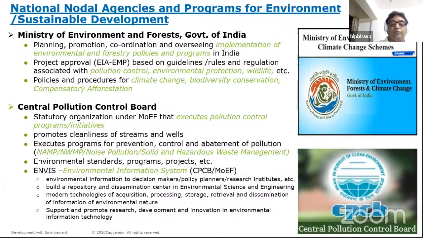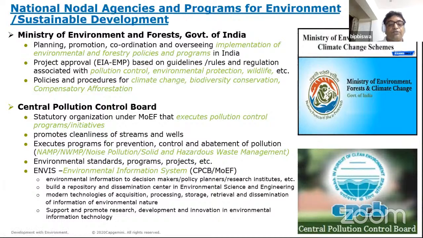Similarly, under the Central Pollution Control Board, there are State Pollution Control Boards who execute the various programs of the Central Pollution Control Board. That includes the National Air Quality Monitoring Program, NAMP, the National Water Quality Monitoring Program, the Noise Pollution Measurement Program, and the Solid and Hazardous Waste Management Program. Each of these programs measures ambient air quality or ambient water quality. They have a large number of monitoring stations where the current environment status, including air, water, and noise, is continuously measured.